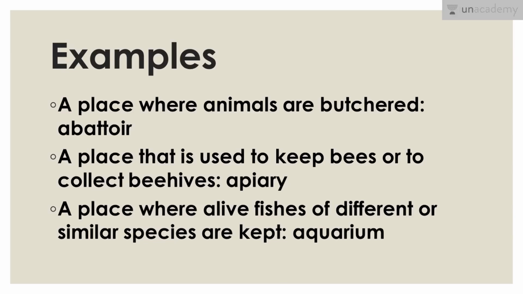Let us start. First is a place where animals are butchered. This means a place where animals are cut down and sold, like chickens, goats, etc. So that place is known as an abattoir.